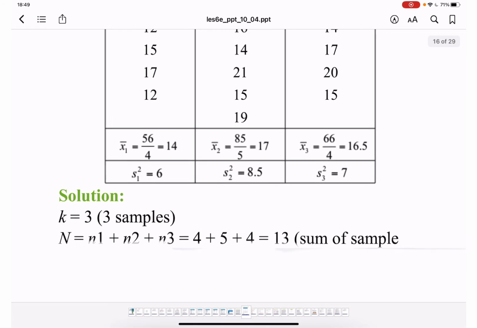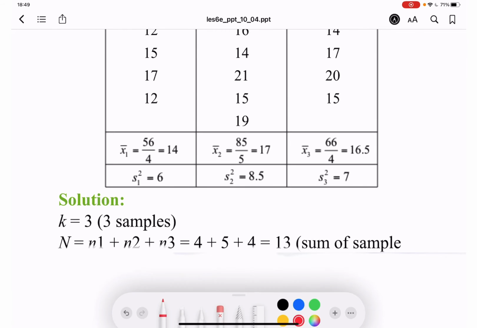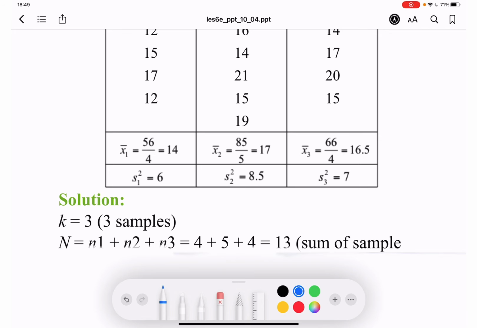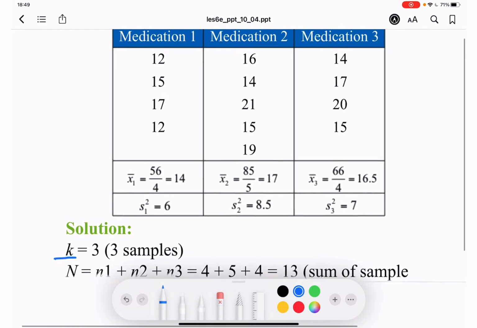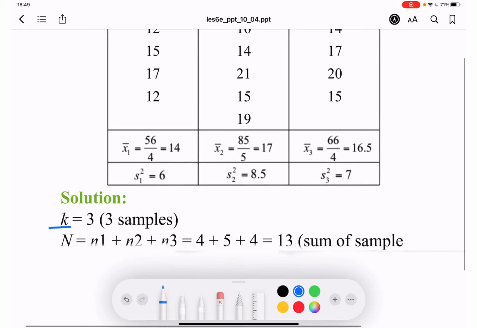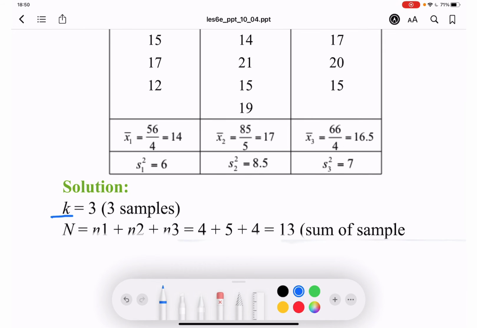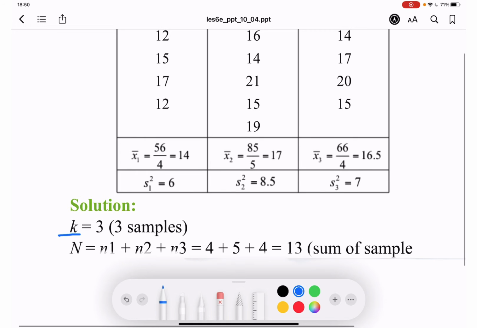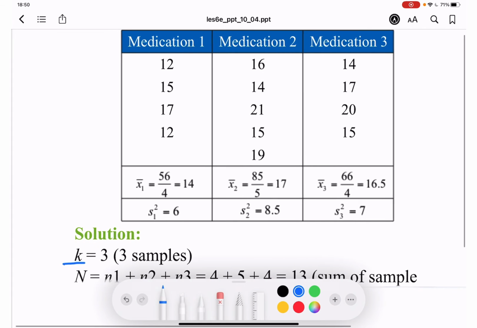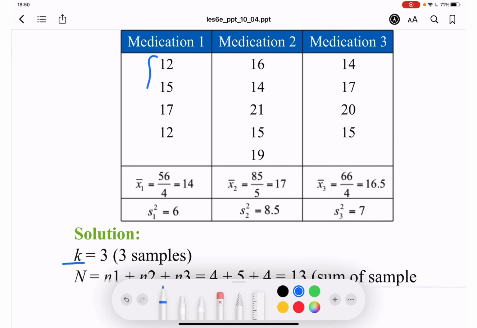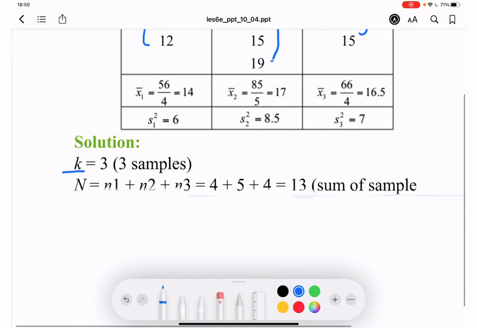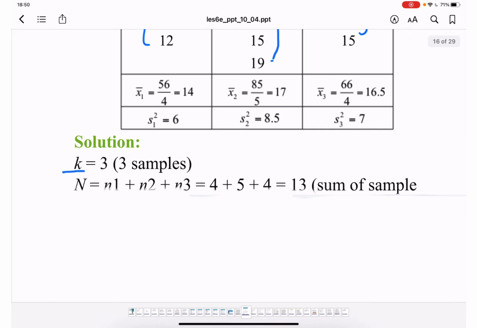So we have 3 samples, which means we get medication 1, medication 2, and medication 3. N is equal to the sum of the sample sizes. First one, we have 1, 2, 3, 4, so totally 4. Here we have 5, and here we have 4. So we do 4 plus 5 plus 4.